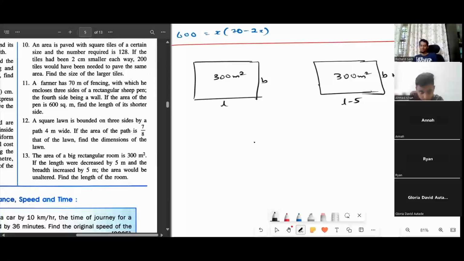What to do with this? We have to find the... How do we do it now?